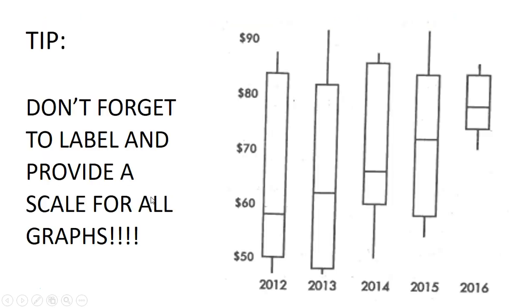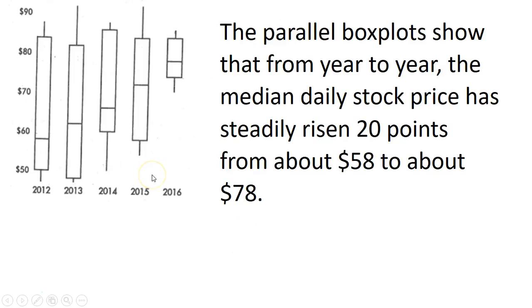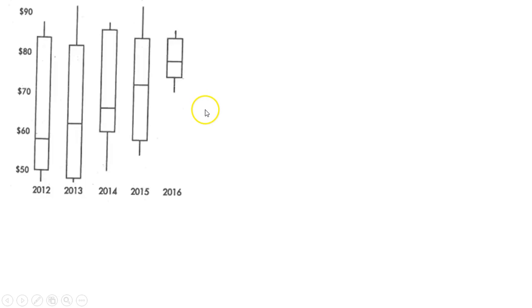If you look, it says tip. Don't forget to label and provide a scale for all the graphs that you do, so we know what you're looking at. Like, I know this direction now and that direction. The parallel box plots show that from year to year, the median daily stock price has steadily risen, right? Median, it kind of keeps rising up from roughly 58 to now the whole way up to 78.